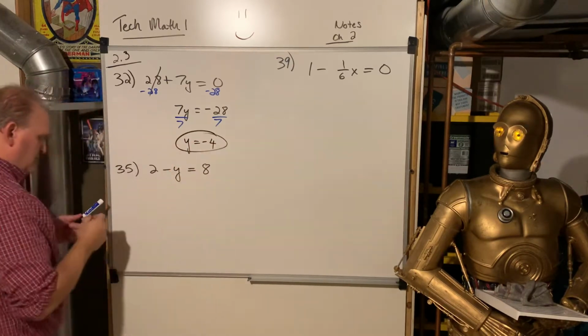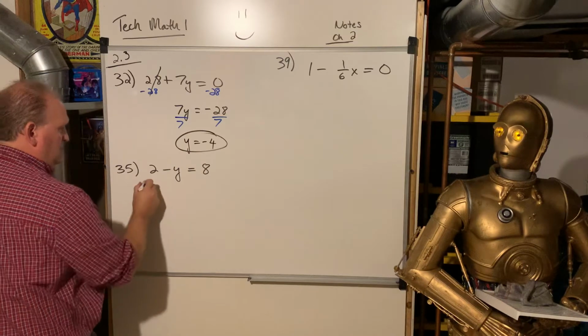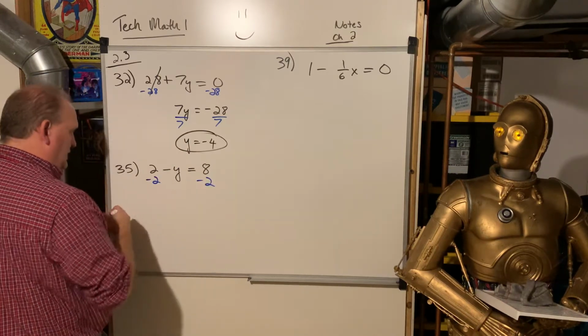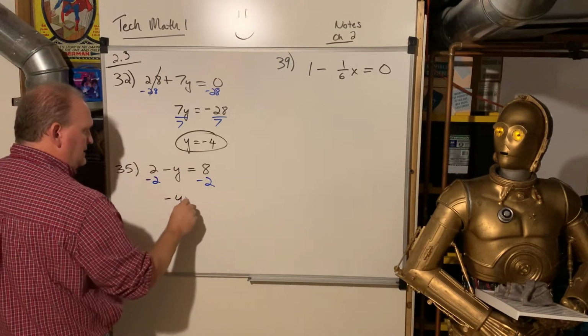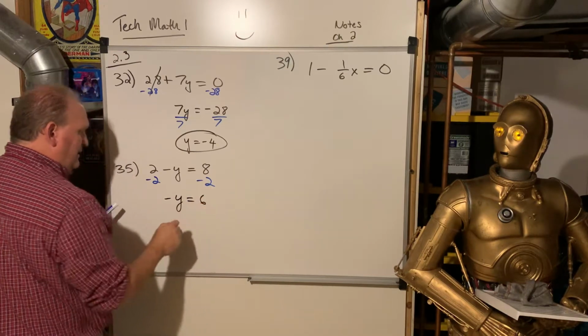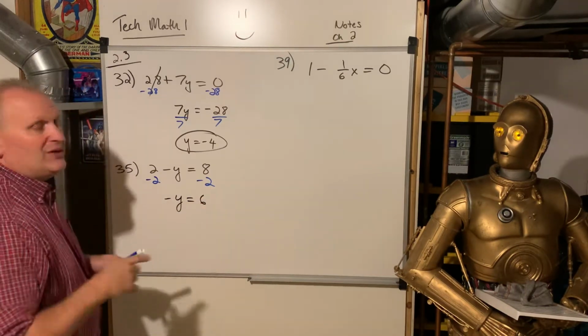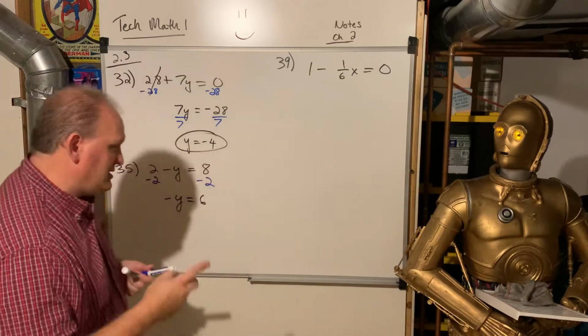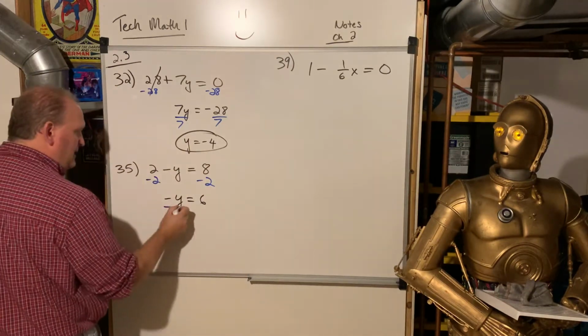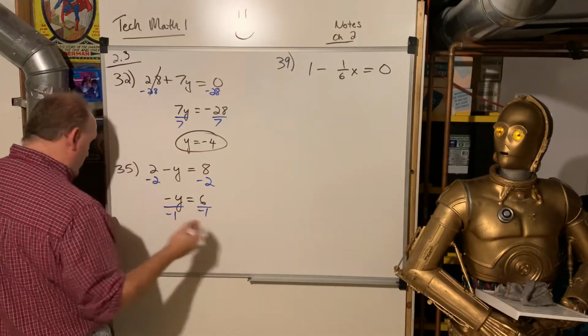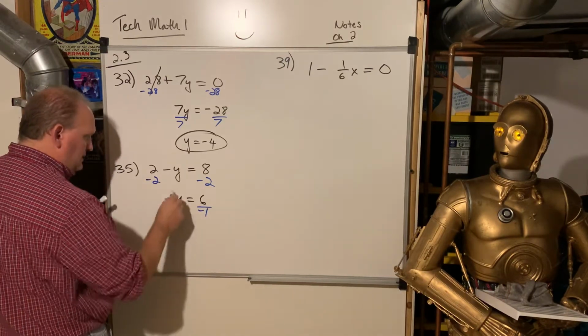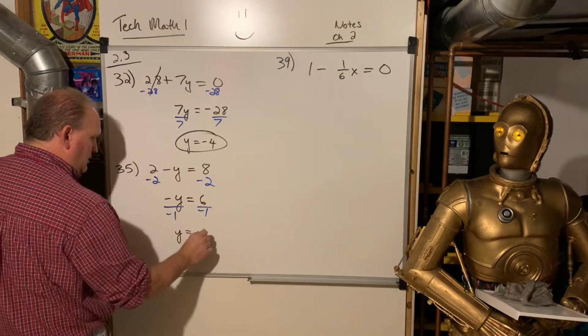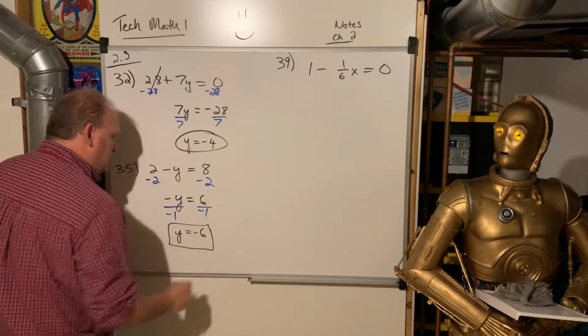All right, same dog, different fleas, minus 2 from both sides. We got negative y is equal to 6, but I don't want negative y. Remember, it's a negative 1y. I want just 1y, so we divide both sides by negative 1, or if you'd like, multiply both sides by negative 1, it doesn't matter. You will get negative 6 either way.